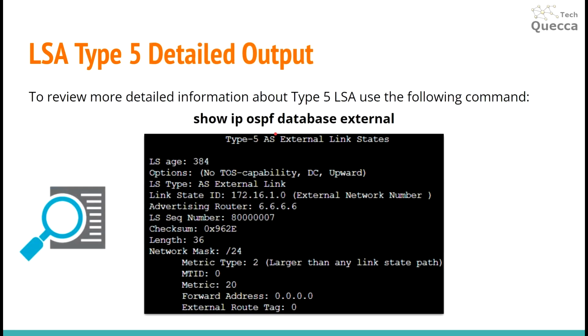If you want to review more detailed information about Type 5 LSA, use the following command: show ip ospf database external. In the output, you will find your Type 5 LSA. You can see the age of the LSA. You can find the external network for this LSA. You can find the advertising router, sequence number, checksum, network mask, and metric.